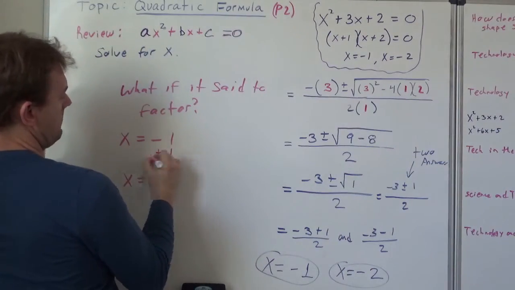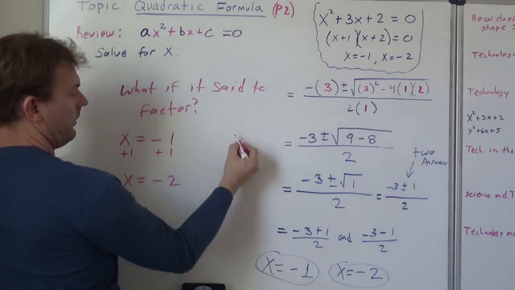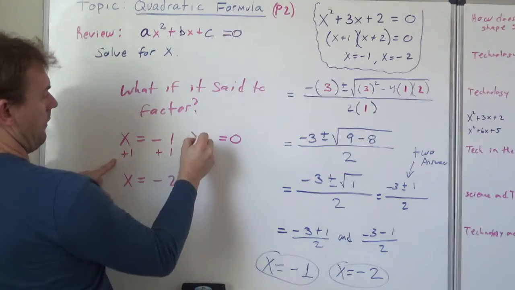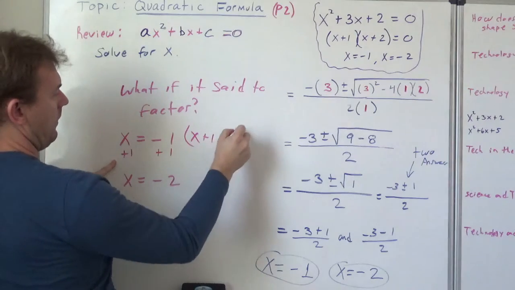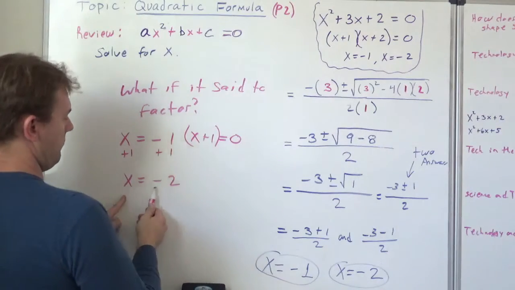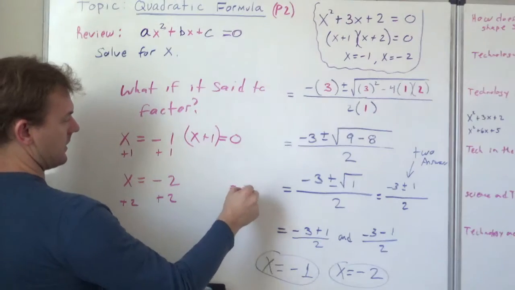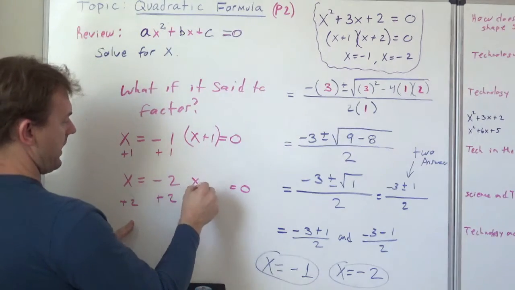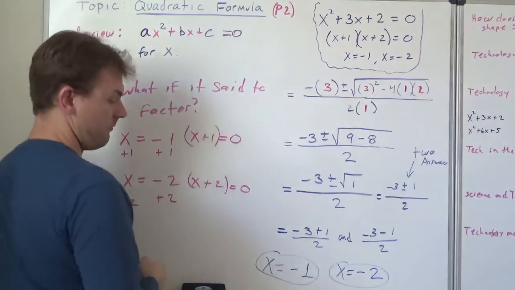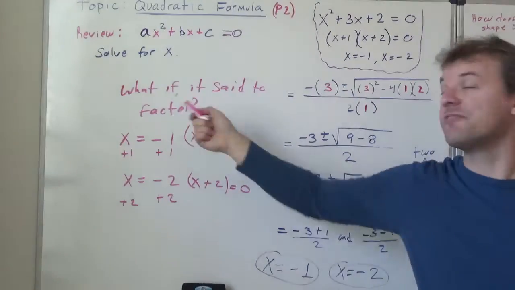So I'm going to go like this. I'm going to add 1, add 1. Well, what happens on this side? Well, you get 0, right? Equals to what? X plus 1. What if you add 2 to both sides? Well, this side has 0. This side has x plus 2. There's your solutions. So that's how you go backwards. That's how you get that if you were asked to factor.